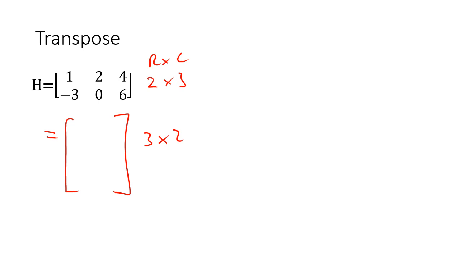So let's grab our highlighter pen. This row, which is the first row, is going to become the first column. 1, 2, 4. And our second row is going to become our second column. And there we go, minus 3, 0, 6. And that's the transpose, so H transpose. So they do flip, and sometimes it's good to see a rectangular one because square ones sort of hide what's going on a bit.